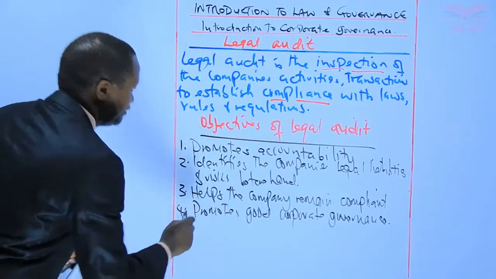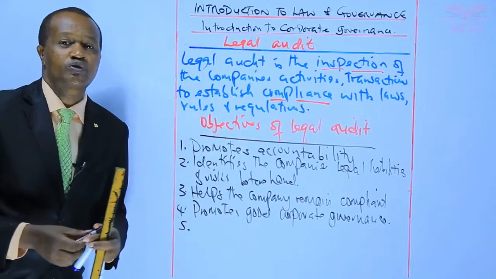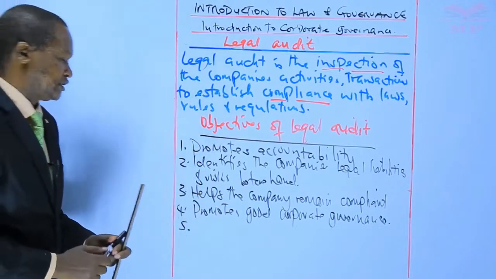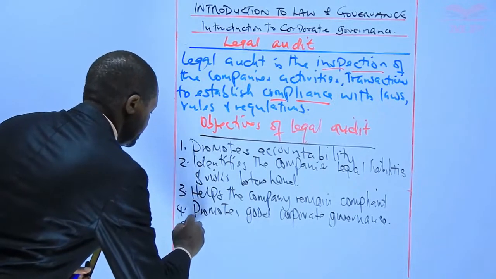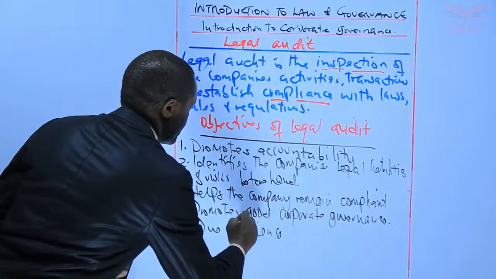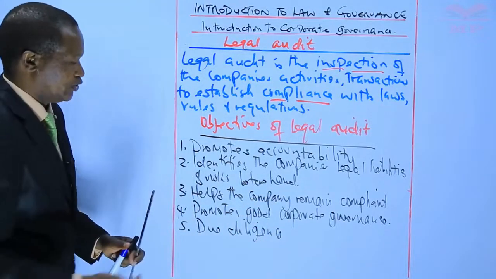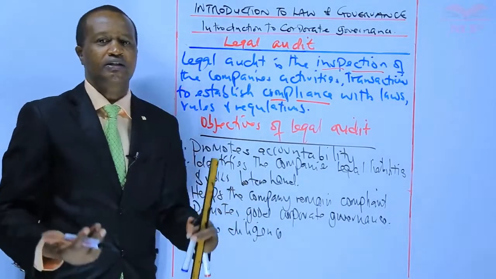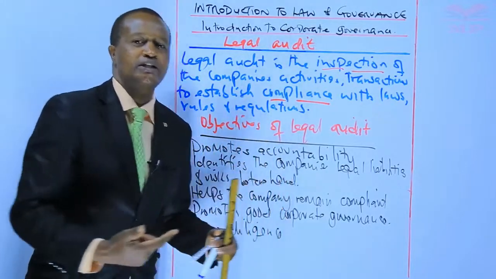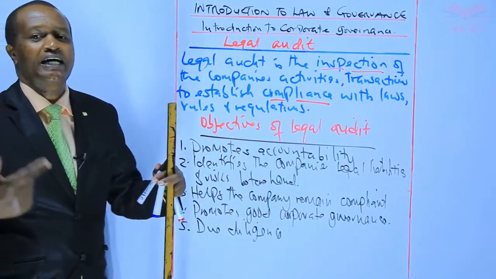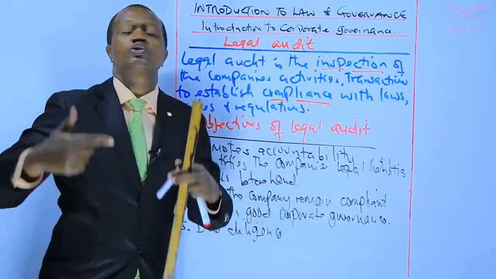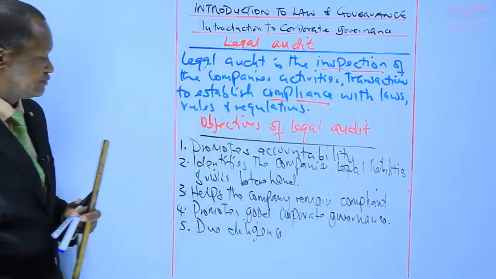Then number 5, a legal audit also demonstrates that the company's directors and managers have carried out due diligence. By carrying out a legal audit, that demonstrates that the management has done what? Has carried out what we call due diligence with regard to the activities undertaken, thereby minimizing their exposure to personal liability.